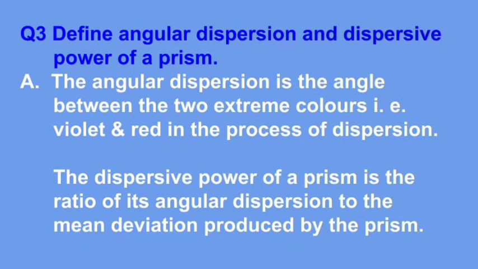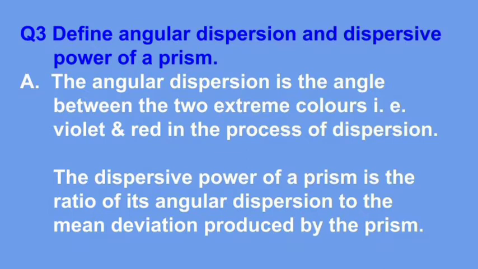Question number 3. Define angular dispersion and dispersive power of a prism. Here also you have to define the terms only. The angular dispersion is the angle between the two extreme colors, that is violet and red, in the process of dispersion. And the dispersive power of a prism is the ratio of its angular dispersion to the mean deviation produced by the prism.